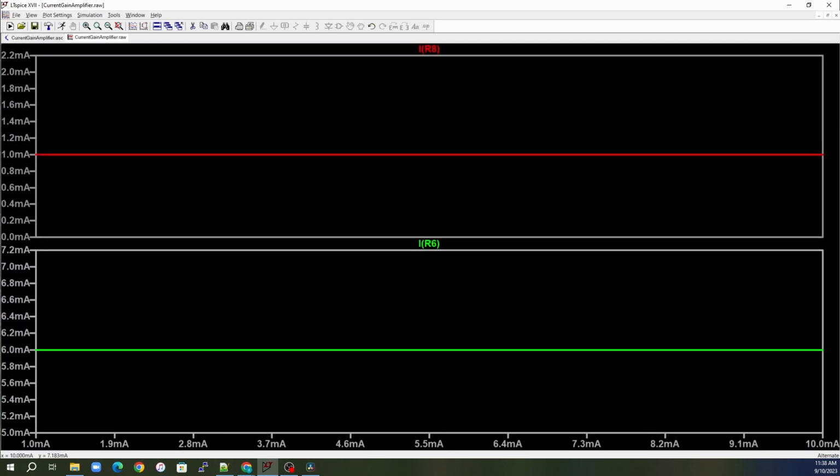So you can see here our input, the IR8, is 1 milliamp, and the current through the op-amp output, which is this IR6, is 6 milliamps. So this is perfect and what you wanted. You wanted a current gain of 6, and that is what you've got.